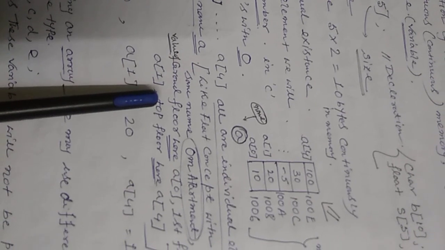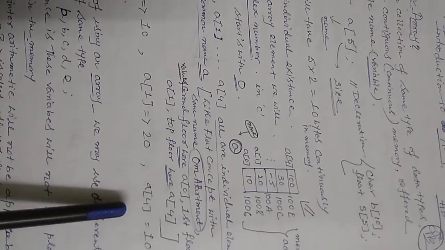Like I have mentioned here, like the flat concept with the same name, Omkar apartment, the values: ground floor here A0, first floor A1, top floor A4. So these are the values: A0 10, A1 20, A4 100.